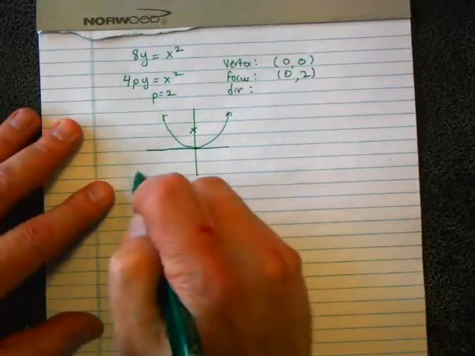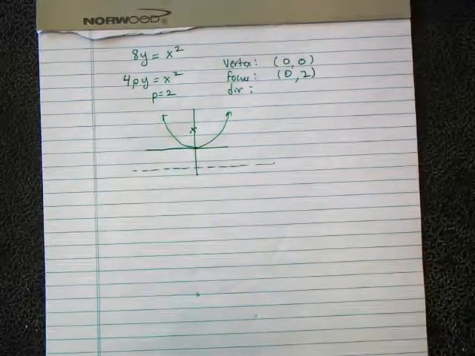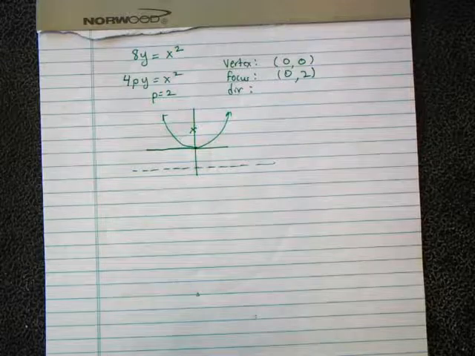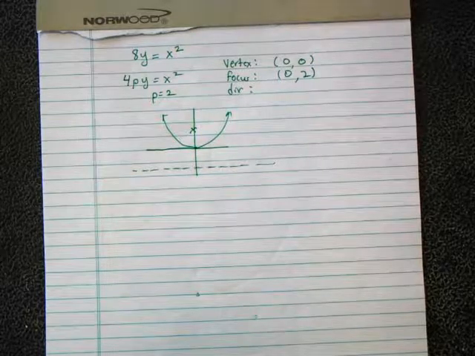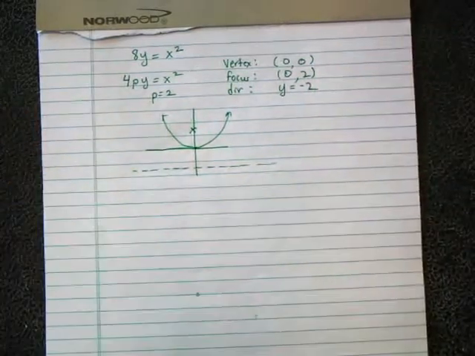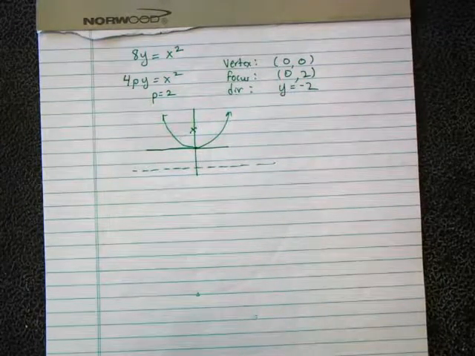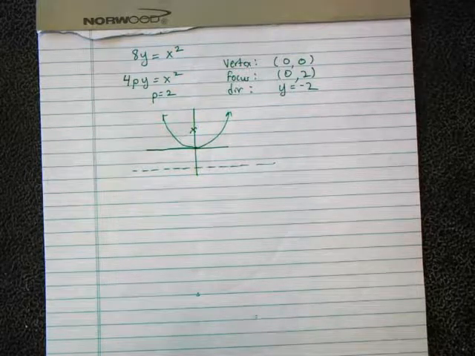The directrix, on the other hand, has to be this horizontal line down here. What's the equation of that horizontal line? It would be y = -2. That's exactly correct. Y = -2. Questions on that?